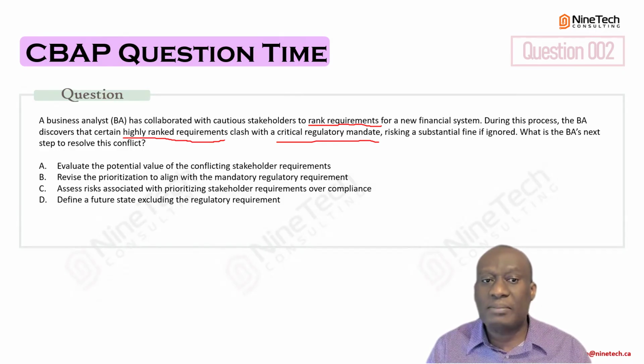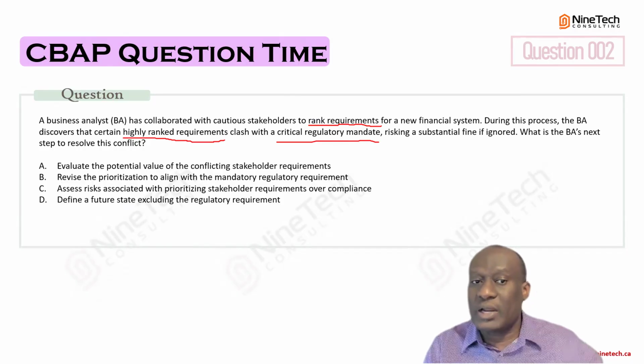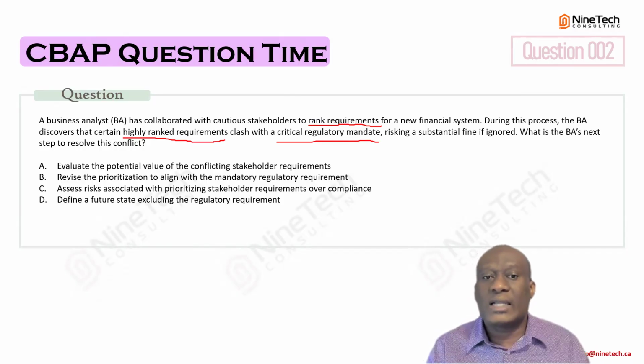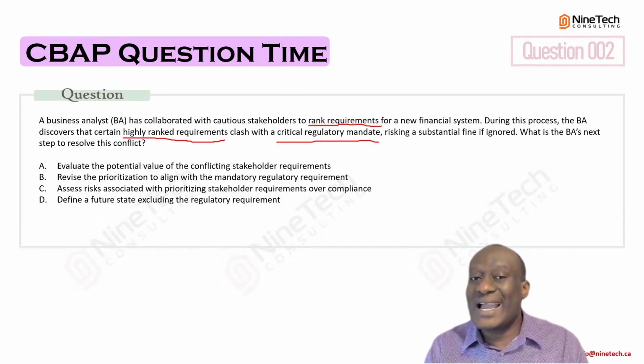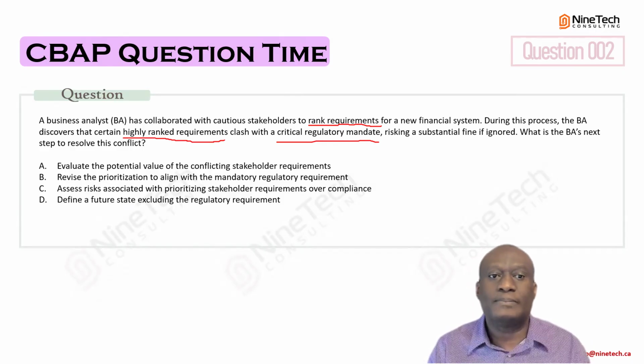So we are ranking requirements, we have high priority requirements, and we also have regulatory mandates. The problem is that if the high ranking requirements do not align with our regulatory mandate, then we could get a fine. Okay, so let's look at the options. A, evaluate the potential value of the conflicting stakeholder requirements. Potential value. Okay, I don't think that is a good answer, but let's move on.